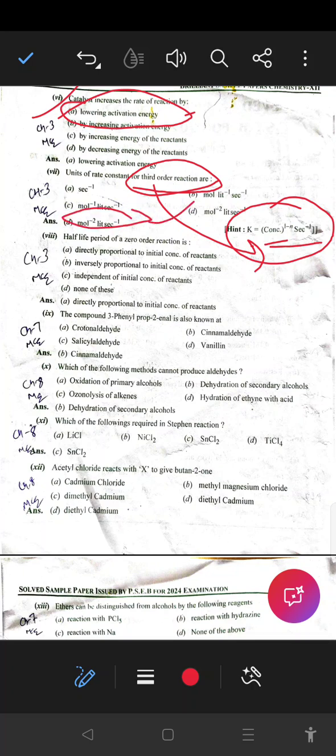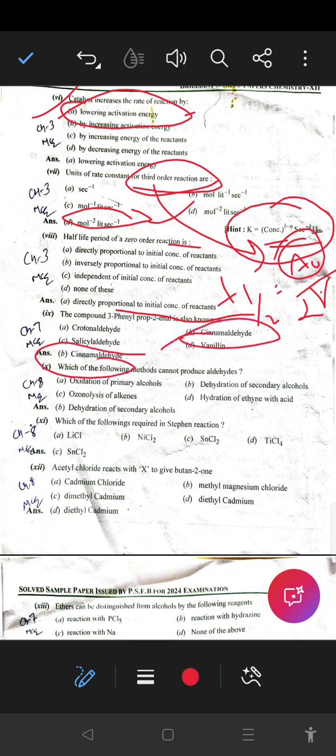Next, half-life period of a zero order reaction is directly proportional to the initial concentration of the reactant, that is t half equal to a naught over 2k. Okay, that is directly proportional. Next, the compound 3-phenylprop-2-enal is also known as cinnamaldehyde. Option B is the right answer.